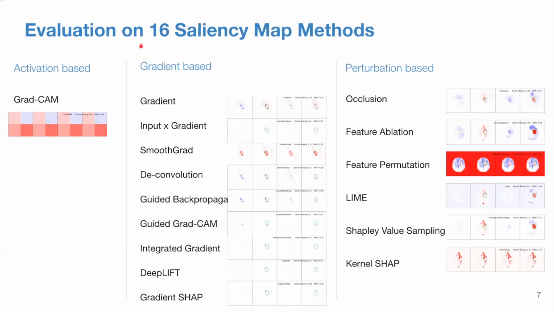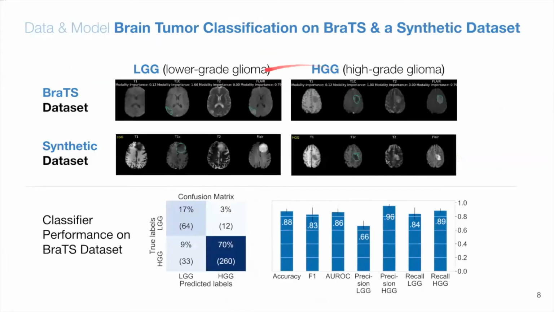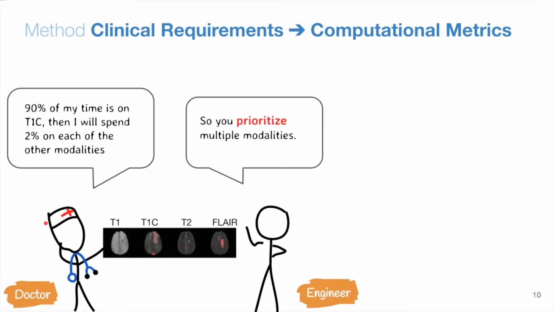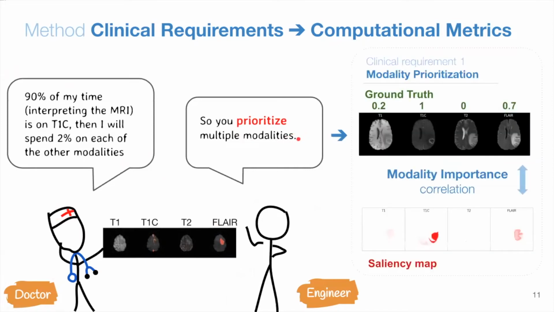We included 16 commonly used methods in the evaluation that cover the activation-based, gradient-based, and perturbation-based methods. The evaluation was conducted on a brain tumor classification task and 2 datasets. With the generated saliency maps, we first conducted a doctor-user study to seek doctors' clinical requirements and ratings on the saliency maps. And we found, given the task, doctors tend to prioritize the modalities. Therefore, we abstract such a notion into a computational metric called modality importance correlation. It measures the degree by which the saliency map correctly reflects the importance of each modality of the model.